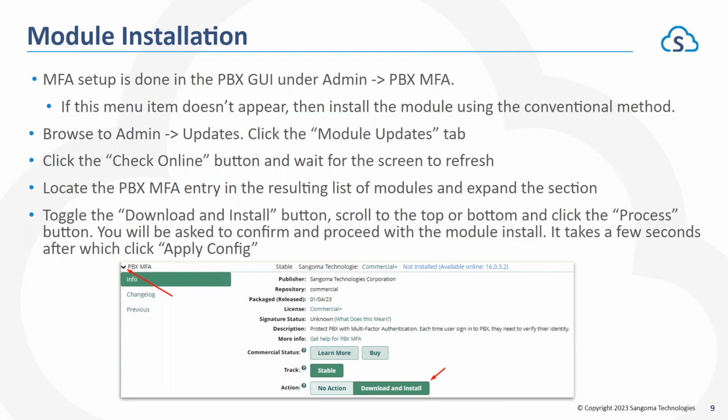Eventually, you will see a list of all modules that are installed or can be installed on the system. And from that list, you can expand the PBX MFA option and click the Download Install button. From there, you can process the module installation. It goes very quickly, a few seconds, after which you click Apply Config. It's the same procedure to install any module on PBX or PBXact or FreePBX system.